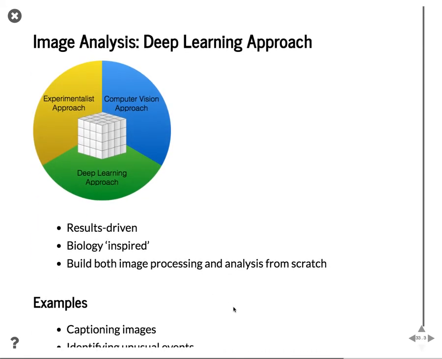And the final approach is the deep learning approach, where it's incredibly results driven. Rather than focusing on the method or the experiments or the features, you focus on what you are actually trying to extract from the image. How can you optimize whatever it is you're doing to get the best results, independent of what weird things might happen in between?